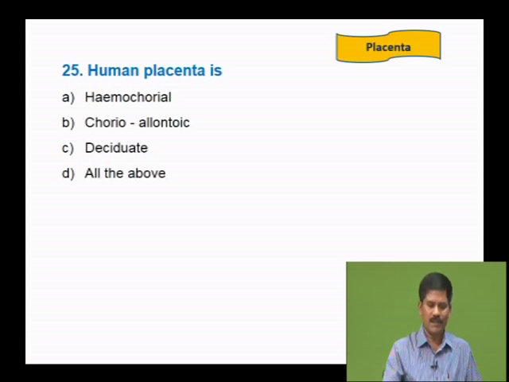So that's why it is said to be hemochorial, since placenta formation requires both chorion as well as allantois. Both chorion and allantois take part in the process of formation of placenta.